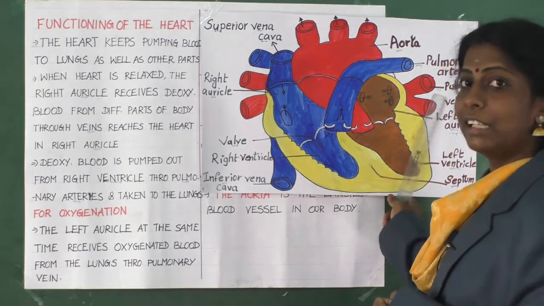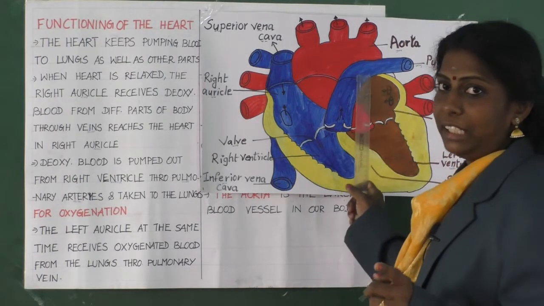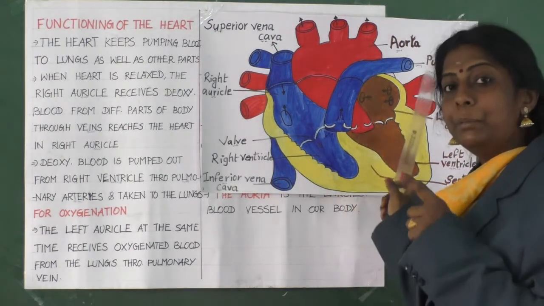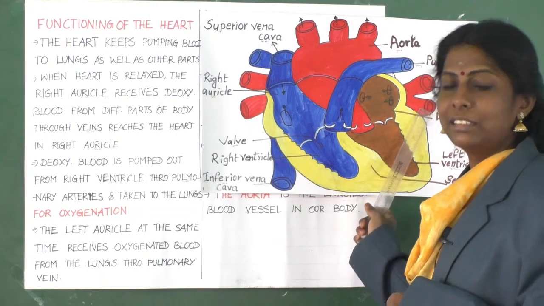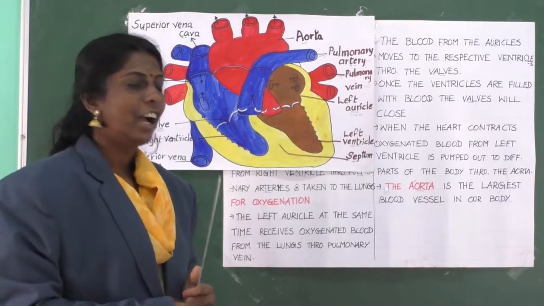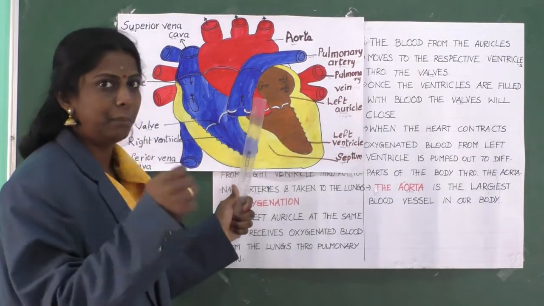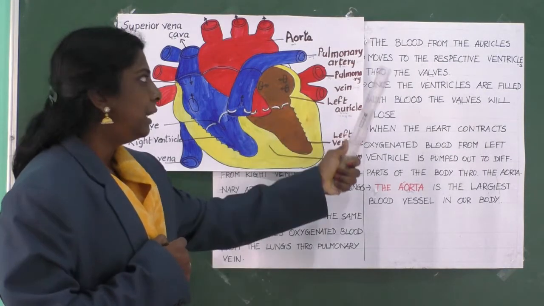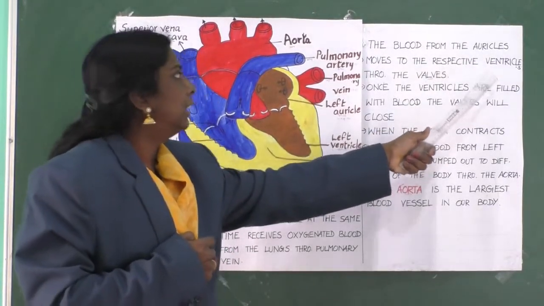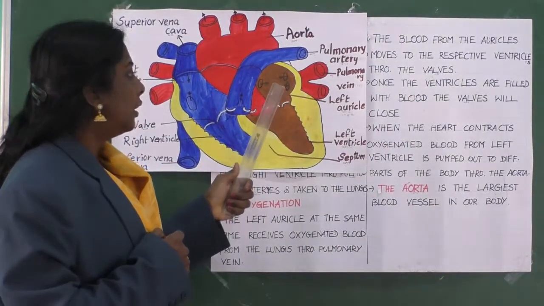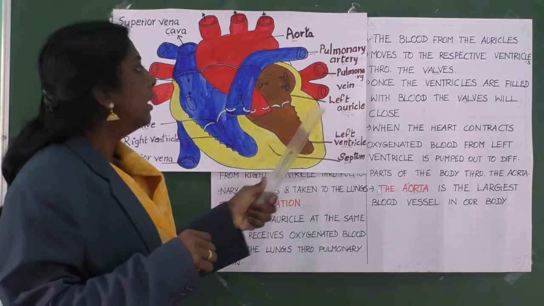Through which vessel are they carrying the oxygenated blood? Pulmonary vein. Clear, children? Once again, I am repeating this point. Pulmonary artery will carry deoxygenated blood and pulmonary vein will carry oxygenated blood. Now, this left auricle will have oxygenated blood. The blood from the auricle moves to the respective ventricle. That is, the blood in the left auricle will move to the left ventricle through the valve.